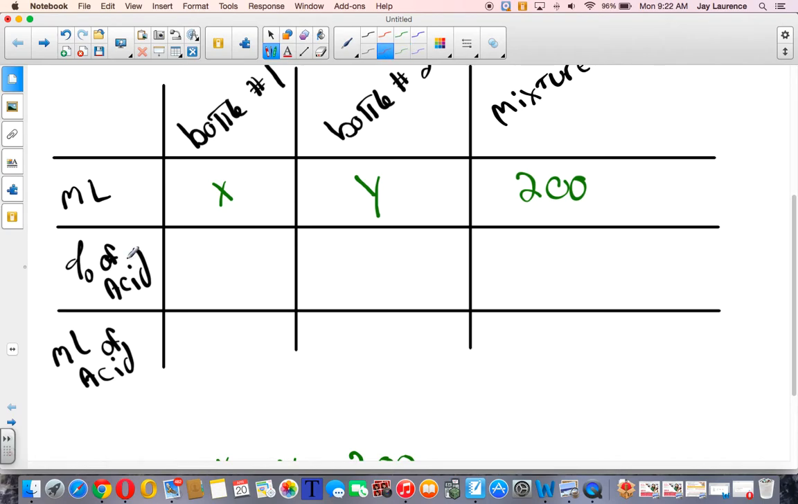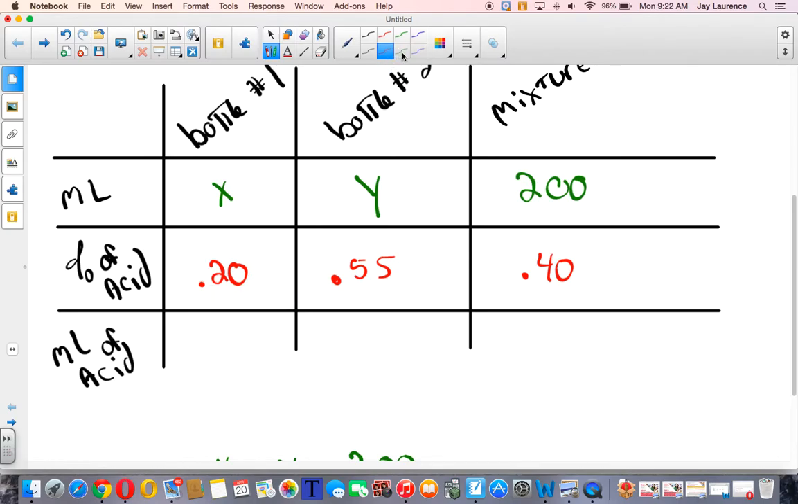And then they said the percentage of acid, I think, was what, 20 hundredths? Because remember, we have to divide by 100. And then for bottle 2, it's 55 hundredths. And for the mixture, it's supposed to be 40 hundredths. And it's totally cool to put 2 tenths there and 4 tenths there.